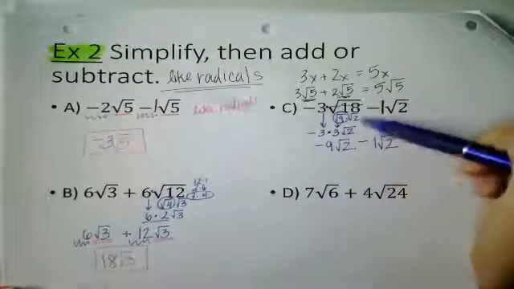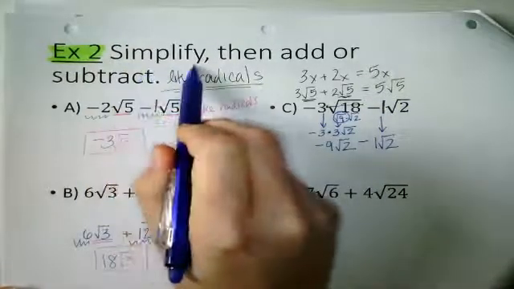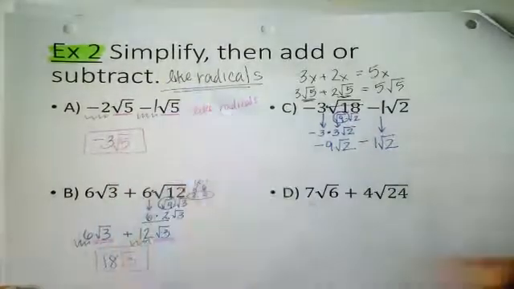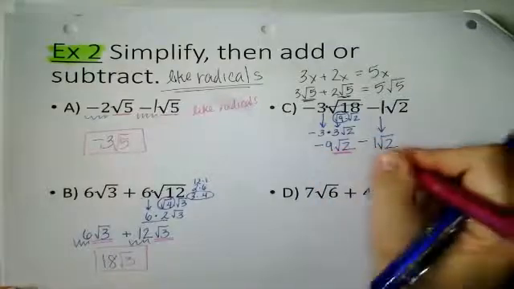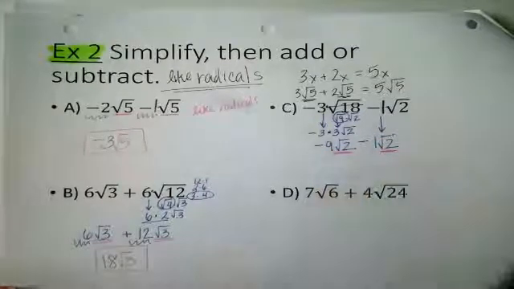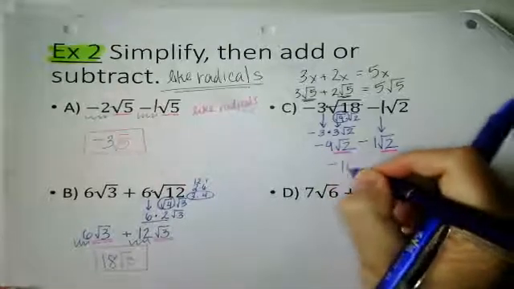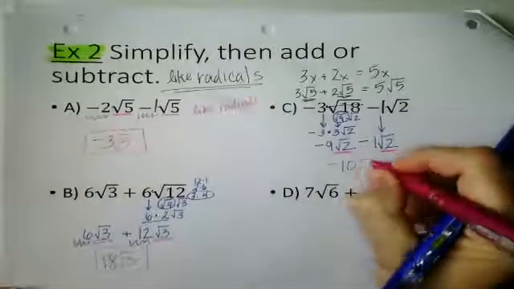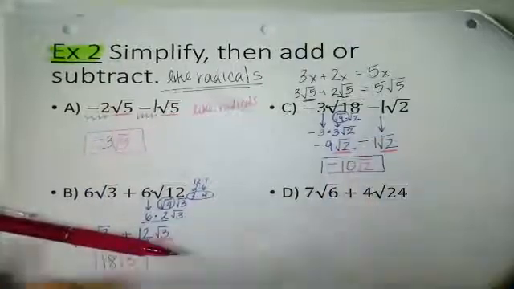All right, so we have to do some simplifying first. Simplify first. Then you can add or subtract like radicals. So now we've got negative 9 radical 2's minus 1 radical 2. What's that give us? Negative 9 and a negative 1 make negative 10 radical 2's. Negative 10 radical 2's.